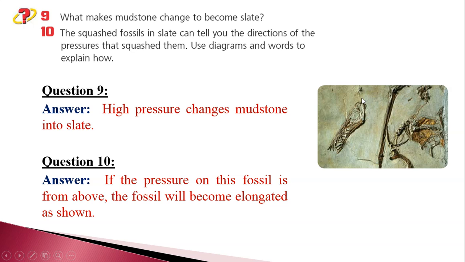Because of the high pressure, it is getting squashed. And you can see that the pressure on this fossil is from above. The fossil will become elongated as shown. We can see that the force is from above, so it's becoming elongated like this.